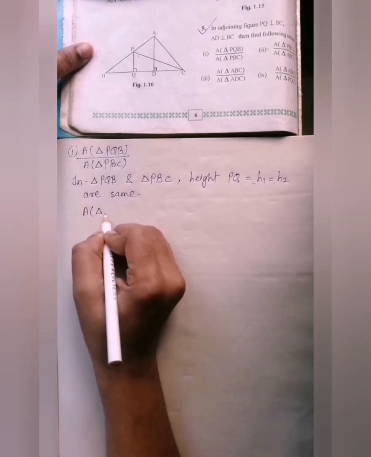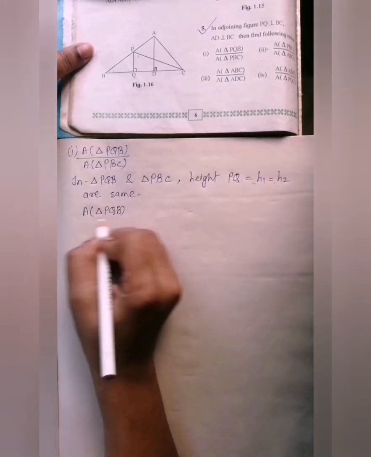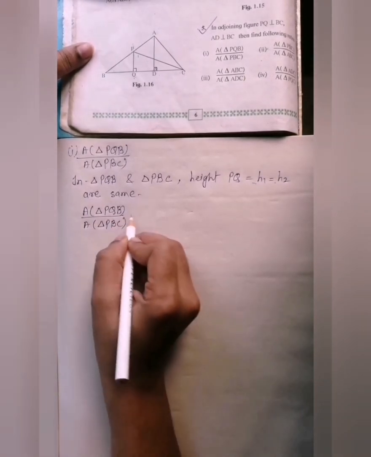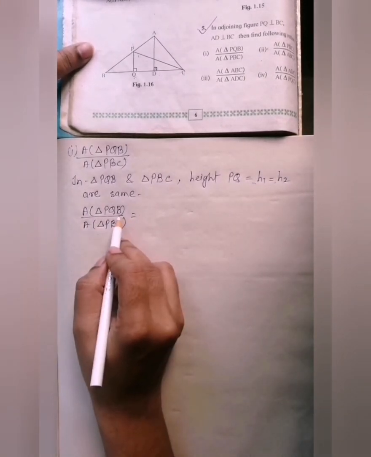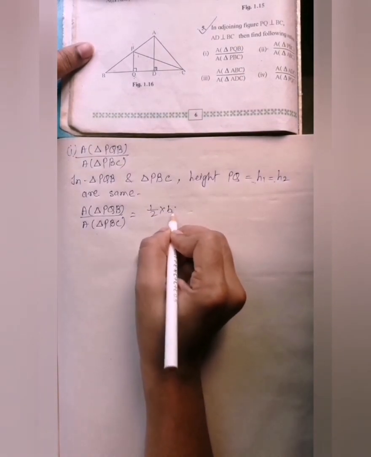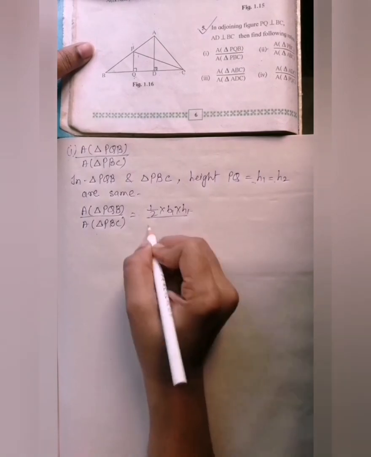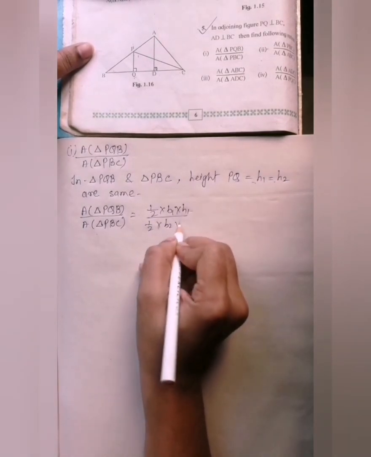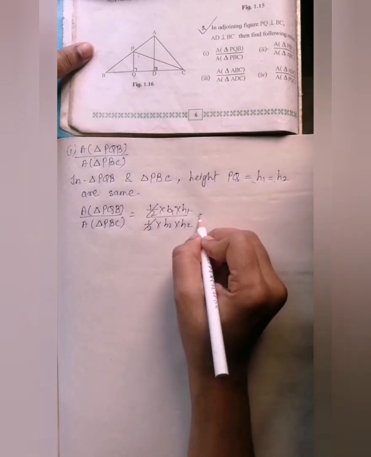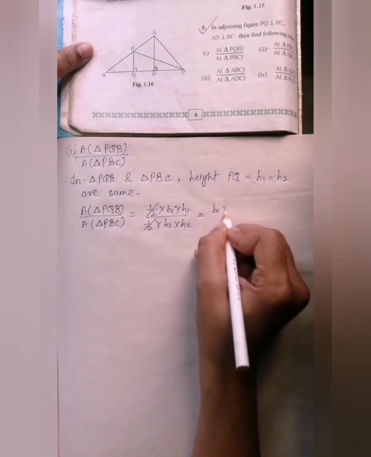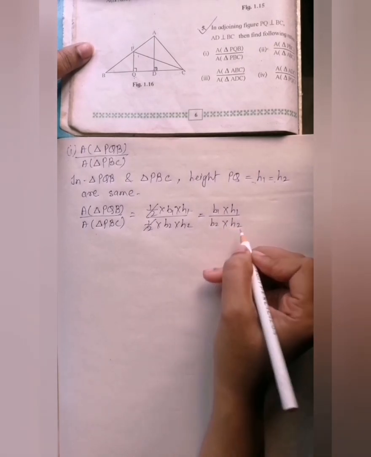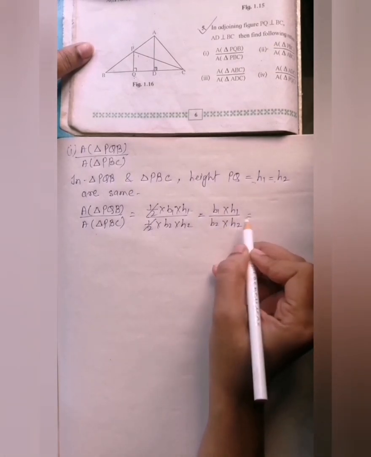So area of triangle PQB upon area of triangle PBC. Written? So what is the formula of area of a triangle? Half into base into height. Okay, half into B1 into H1 upon half into B2 into H2. Clear? So this half gets cancelled. So what we get? B1 multiply H1 upon B2 multiply H2. Clear, students? Now next one.